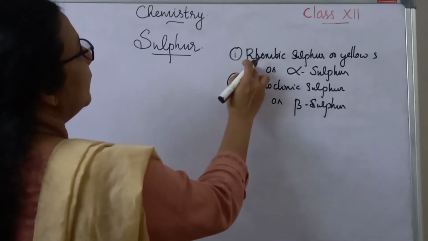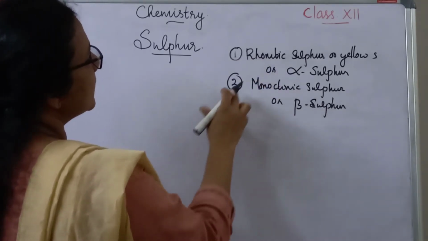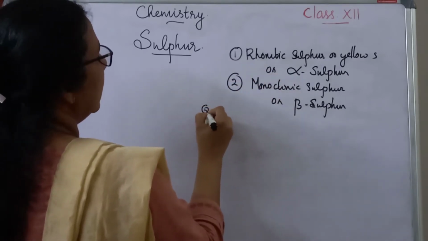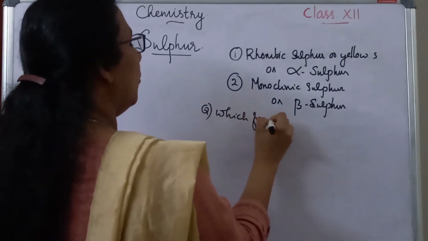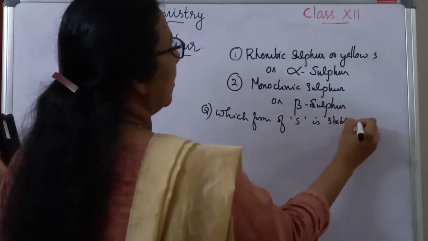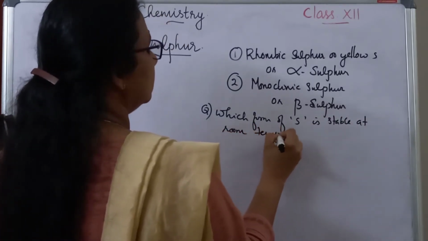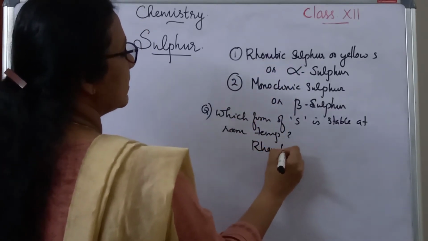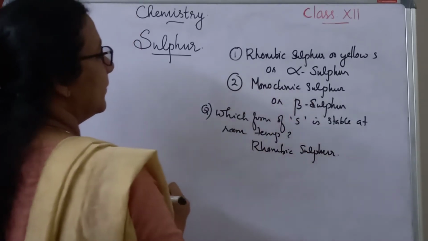Rhombic sulfur is actually stable. Out of all the allotropes of sulfur, rhombic sulfur is stable at room temperature. So we can expect a question: which form of sulfur is stable at room temperature? The answer is rhombic sulfur.